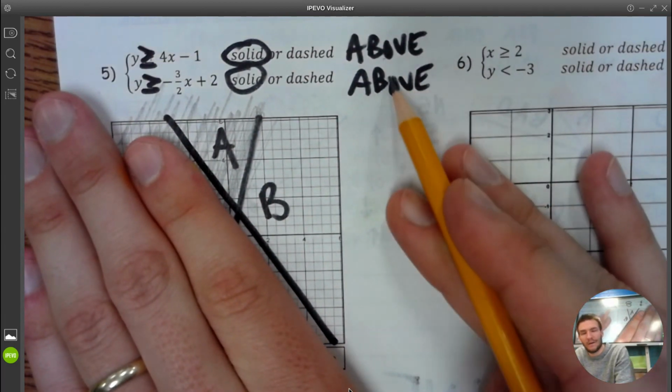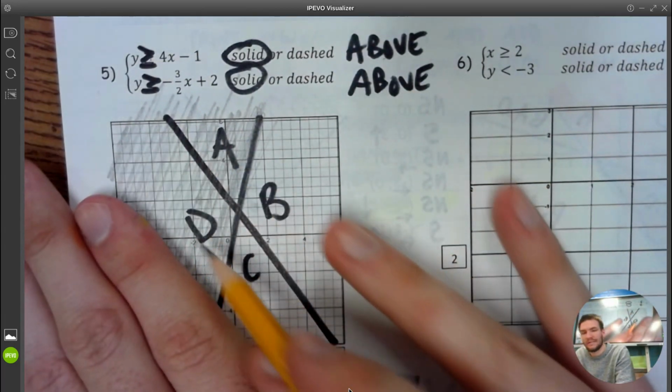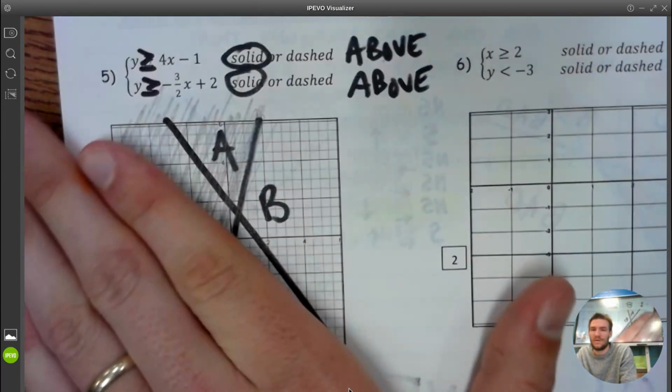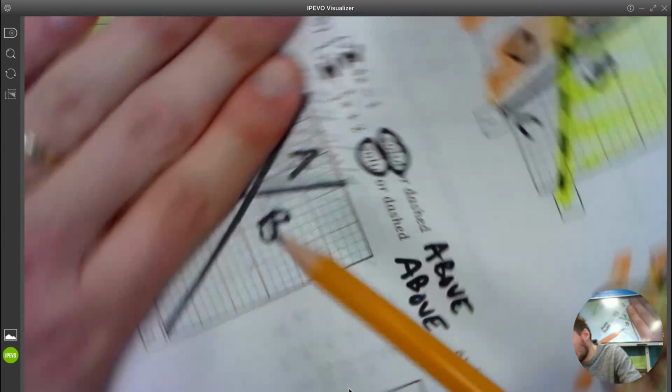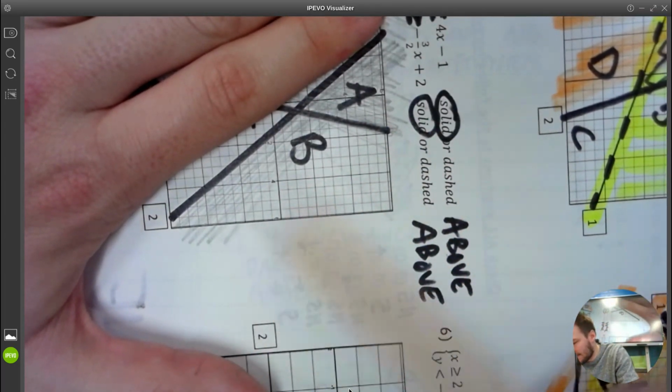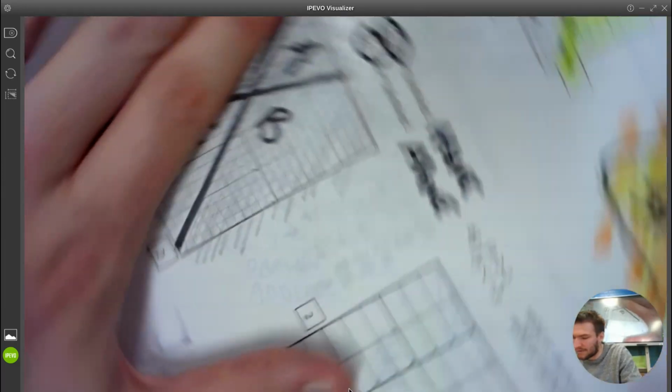I need to color above. Is that the AB or the DC? AB. Again, I'm going to color along this line, back, forth, back, forth, back, forth.